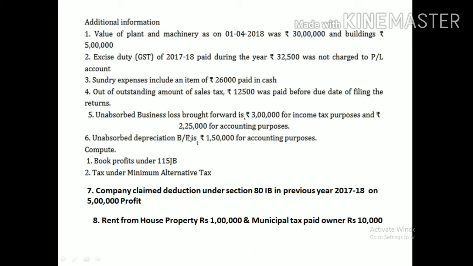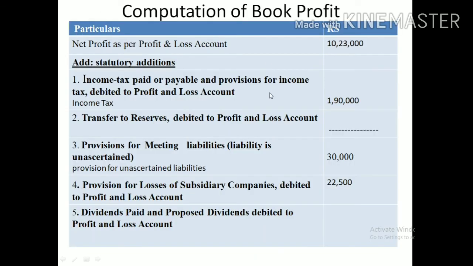Okay, this amount should be compared with what? Unabsorbed depreciation 1,50,000, yes, accounting purpose. Okay, should be taken into account. So you should take the comparison value, that is unabsorbed business loss 2,25,000 as per accounting purpose, nothing but book only. Then that is compared with the unabsorbed depreciation 1,50,000 for accounting purpose, whichever is the least, that amount should be deducted. Okay, apart from that, don't consider. Then this is the solution.